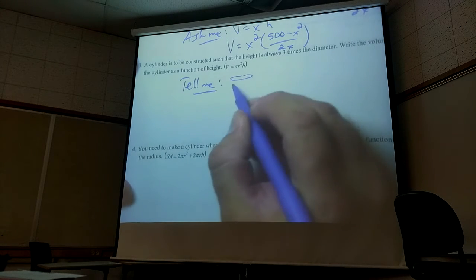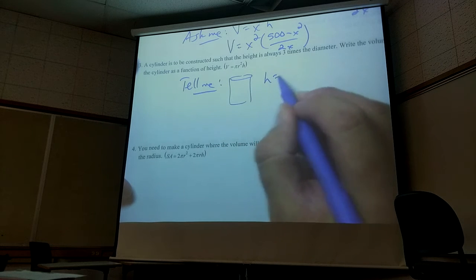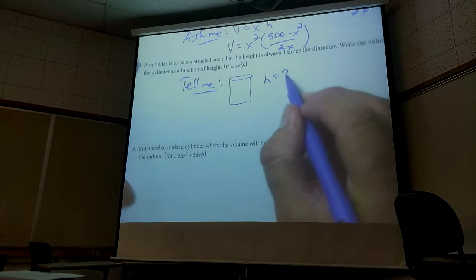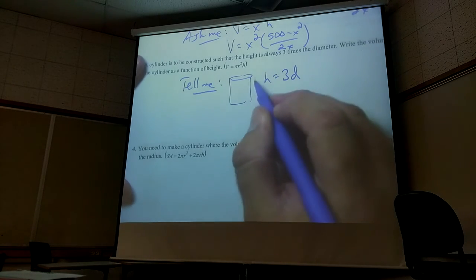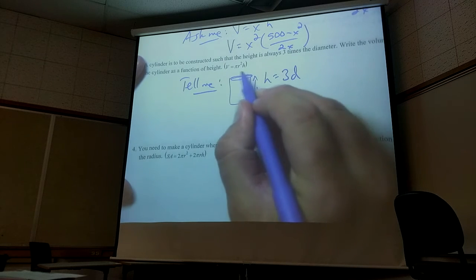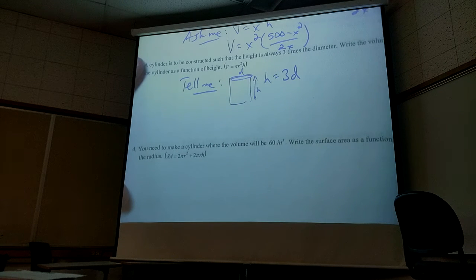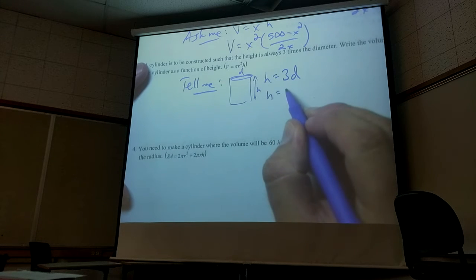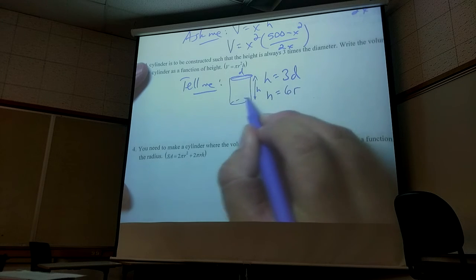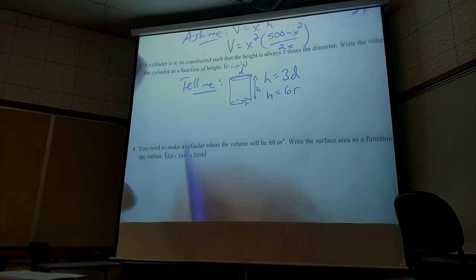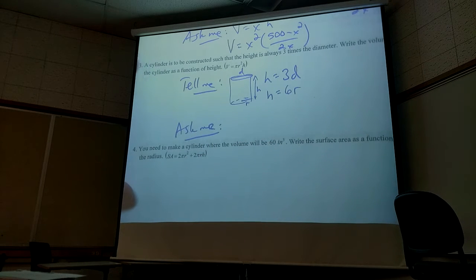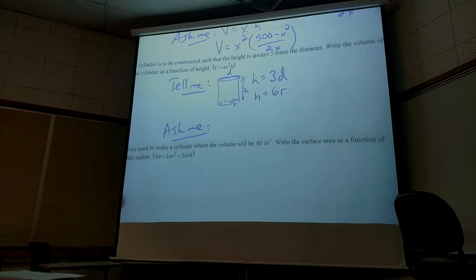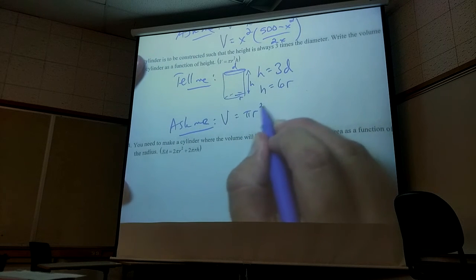Yeah, they tell me it's a cylinder where the height is 3 times the diameter. Here's the height, diameter. Do I really want diameter though? No, you want radius. So what's a better way to write this? H is 6R. Alright. And they asked me for what? For the volume of the cylinder, as a function of height. So the volume is pi r squared h.